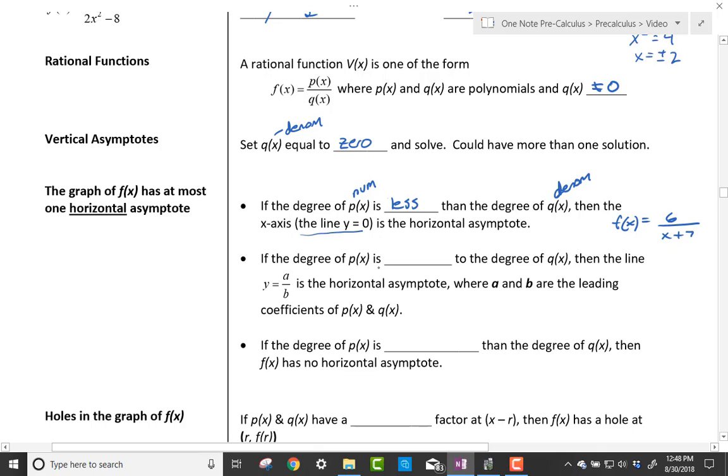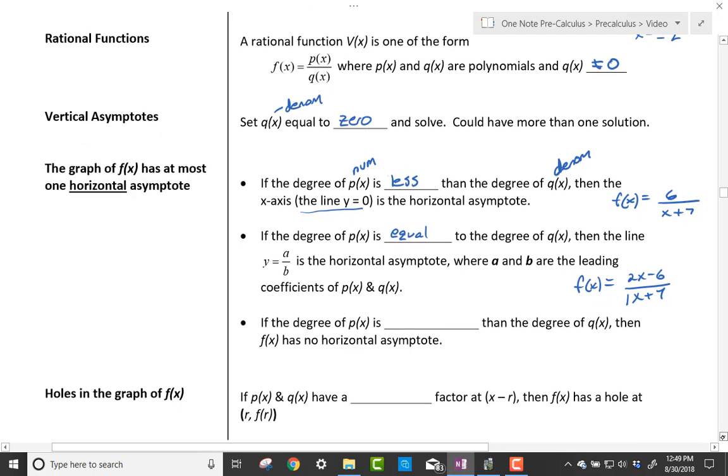If the degree of p of x, the numerator, is equal to the degree of q of x, the denominator, then the line y equals a over b is a horizontal asymptote, where a and b are the leading coefficients of p of x and q of x. Let me go back to my previous example. f of x equals 2x minus 6 over x plus 7. When we talk about a and b, a is the lead coefficient of your numerator, so that would be 2. b is the lead coefficient of your denominator, that would be 1, so the horizontal asymptote would be y equals 2.